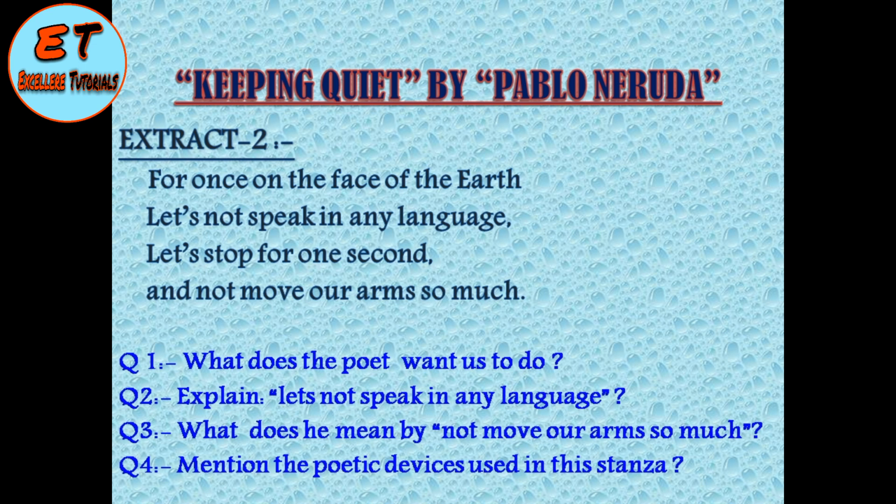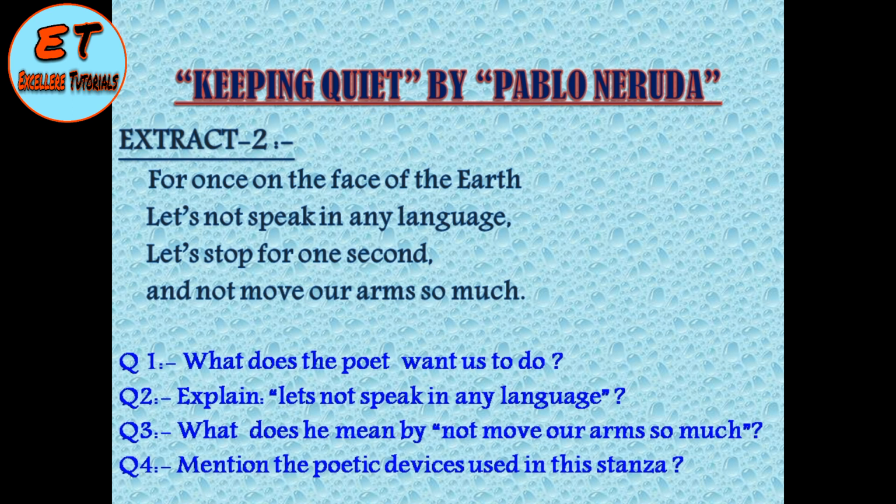Second extract. For once on the face of the earth, let's not speak in any language. Let's stop for 1 second and not move our arms so much. Questions related to this stanza. First question, what does the poet want us to do? Answer, the poet wants us to keep quiet for a second and control our activities.